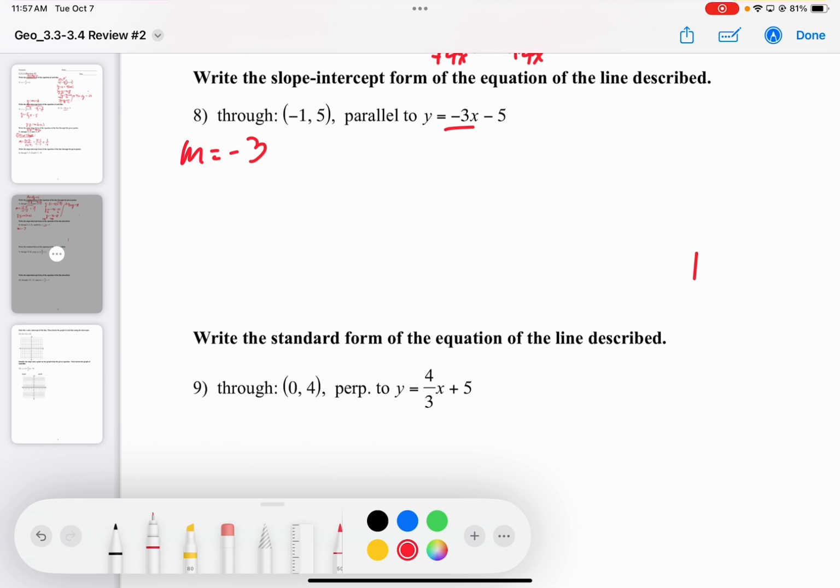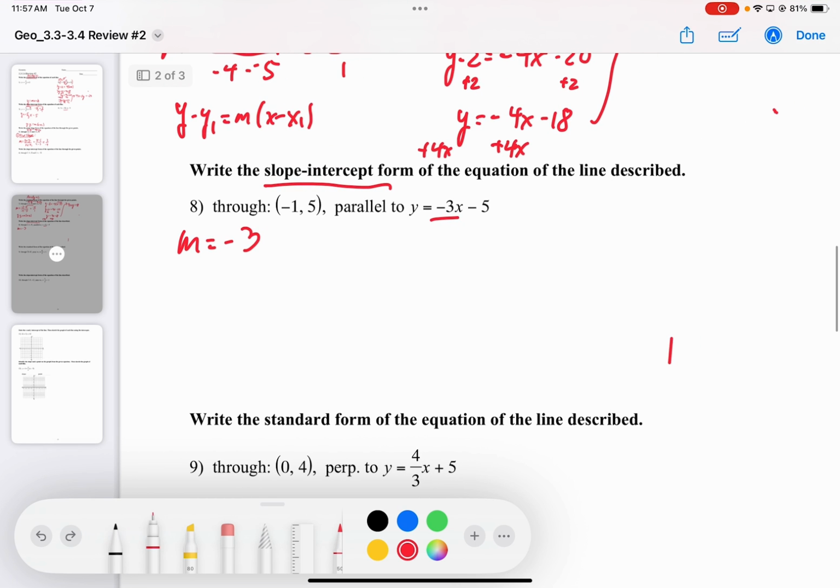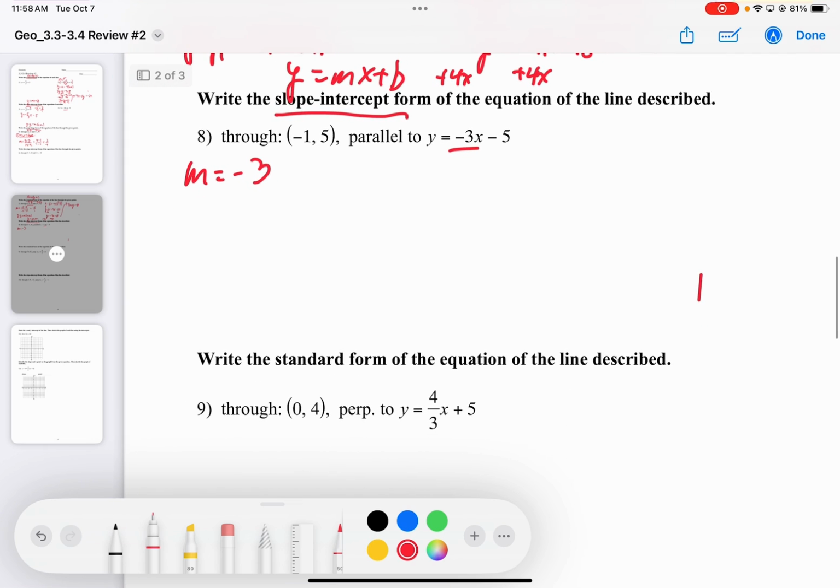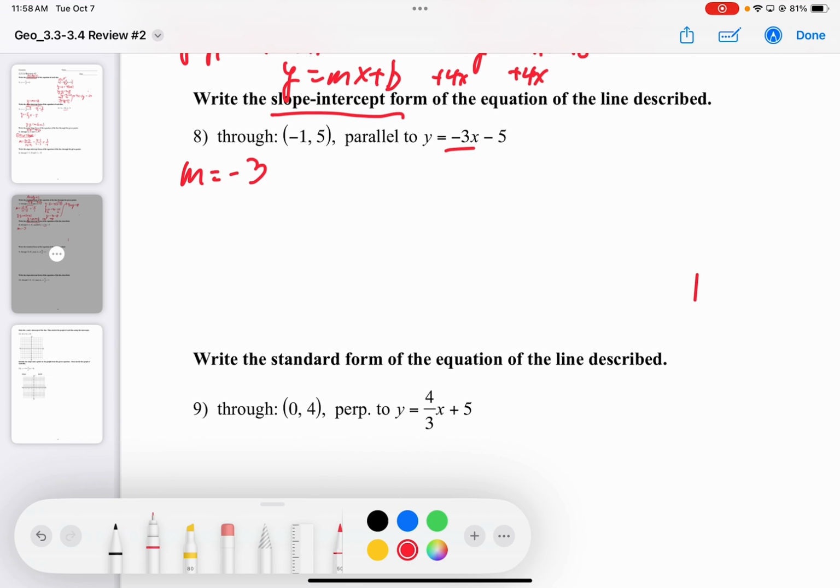All right. And then I want slope-intercept form. So my answer needs to look like y equals mx plus b. All right, so there's my slope. Where do I go next? Plug it in. I like it. Into what? The one that I use every time?